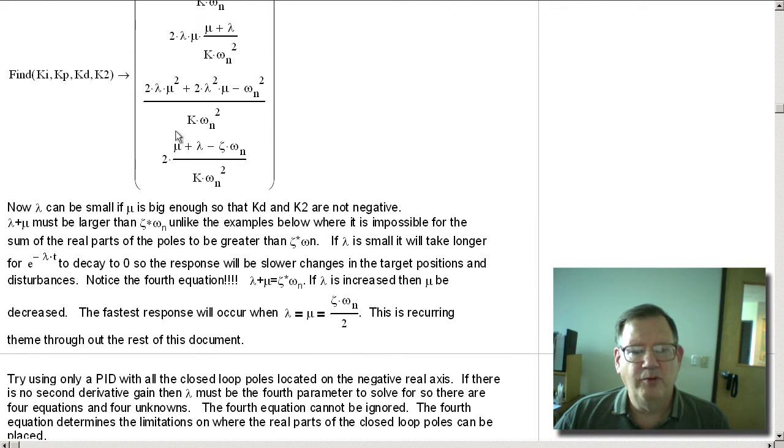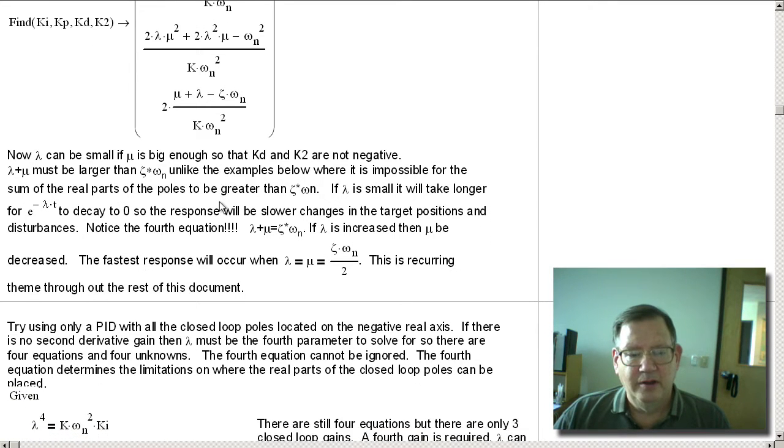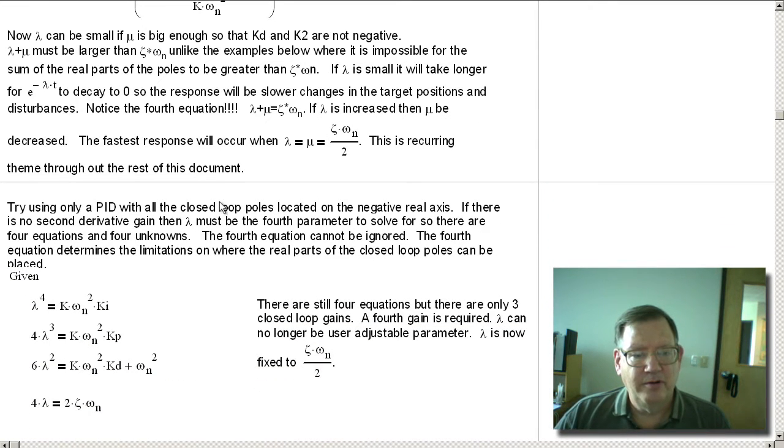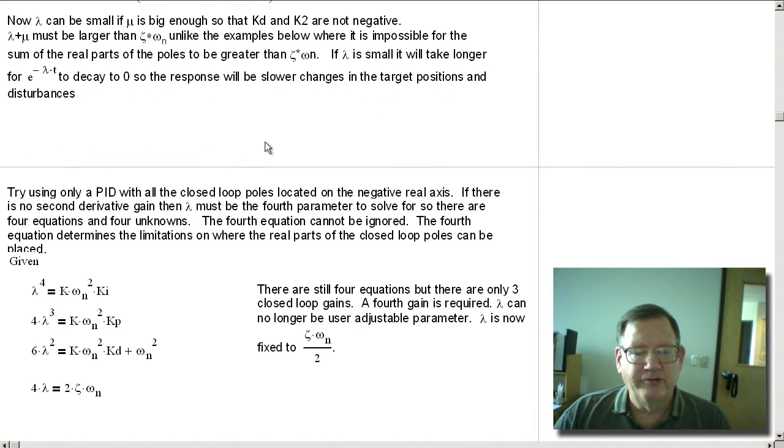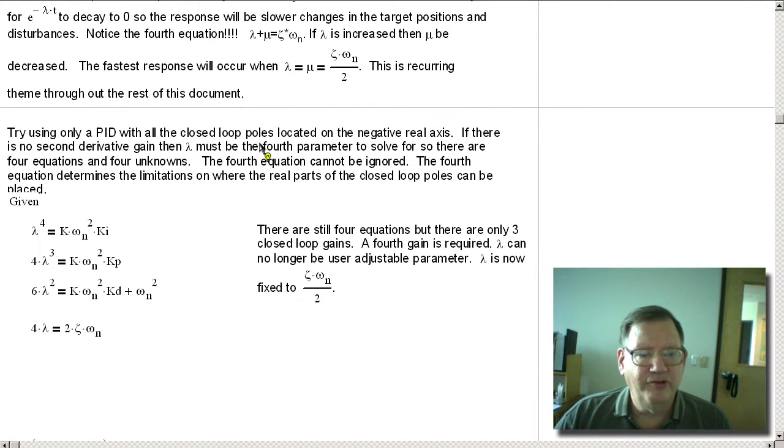And then, if you want to have a response that's slower, what you do is you use 2 real poles, and that way you can make this one closer to the origin while this one is bigger. So those are 2 good solutions.